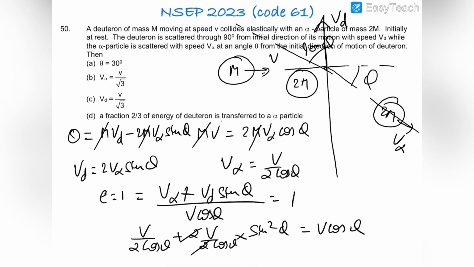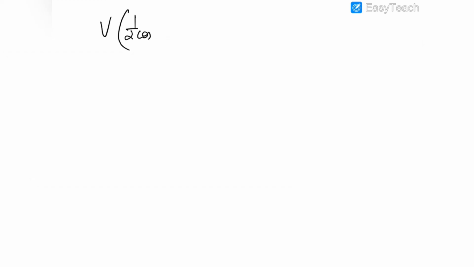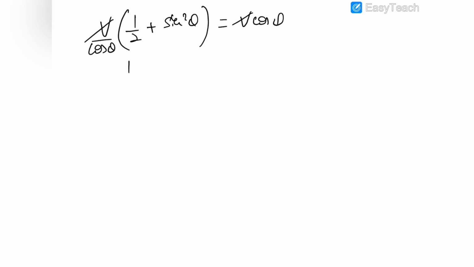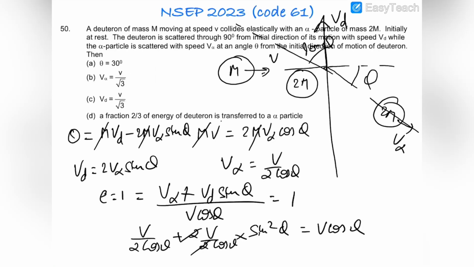So cancelling this 2 with 2, you can write it down like this: V is common, and this is 1 by 2 cos theta. In fact, you can take out cos theta also. So this is V by cos theta, this is 1 by 2 plus sine square theta, and it is equal to V cos theta. So 1 by 2 plus sine square theta is equal to cos square theta, and 1 by 2 is equal to cos 2 theta. So 2 theta is equal to 60 degree, and therefore theta is equal to 30 degree.